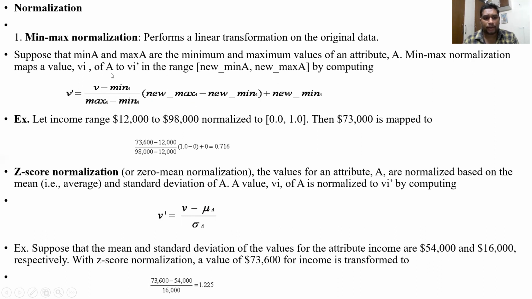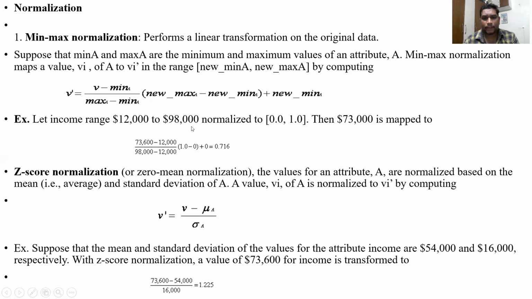The function is v' equals (v minus min A) divided by (max A minus min A), multiplied by (new max A minus new min A), plus new min A. Here new max minus new min gives a maximum value of 1.0. We have to map the data 12,000 to 98,000 within the range 0.0 to 1.0.